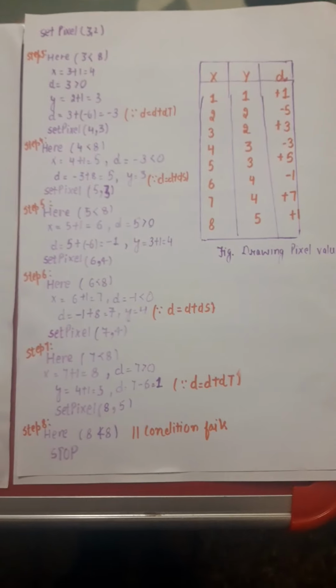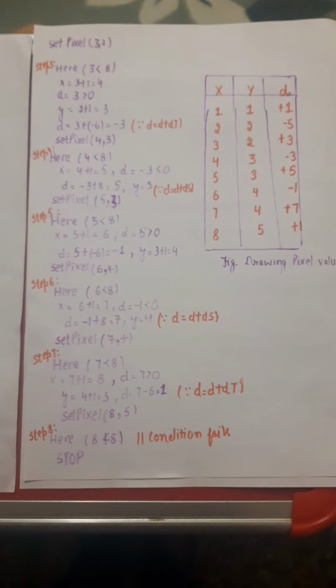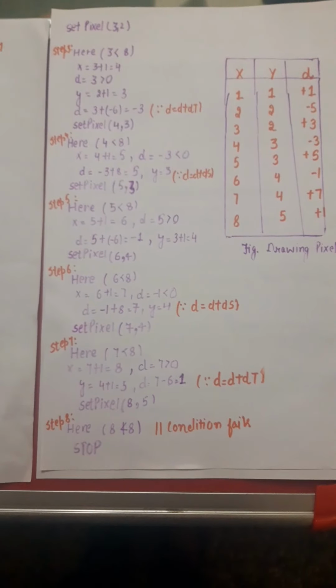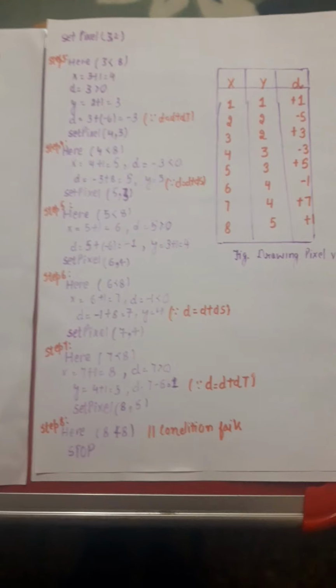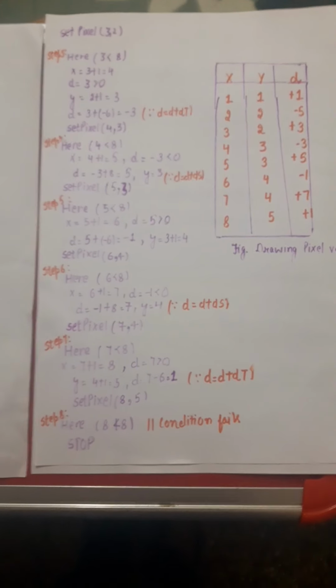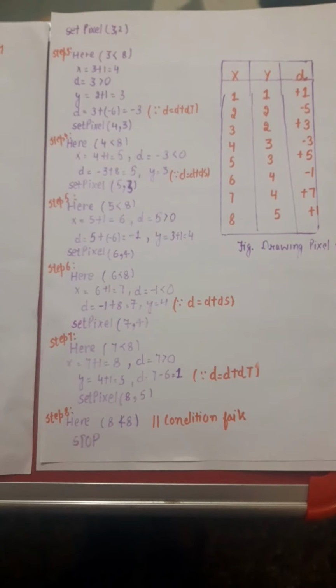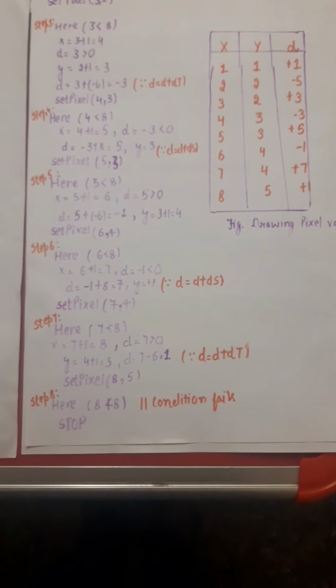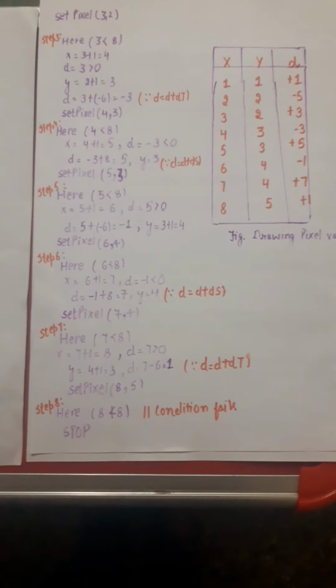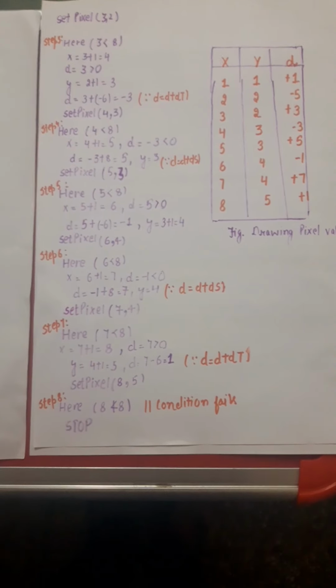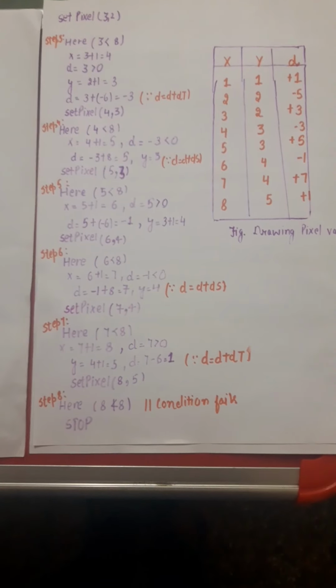Next, we will check whether x is less than x2. So here also 7 is less than 8. So we will increment the value of x. d is 7, that is greater than 0. It means here we will also increment the value of y, and the value of d will be given by d plus dt. So we will also set the new pixel with the values 8, 5, right?